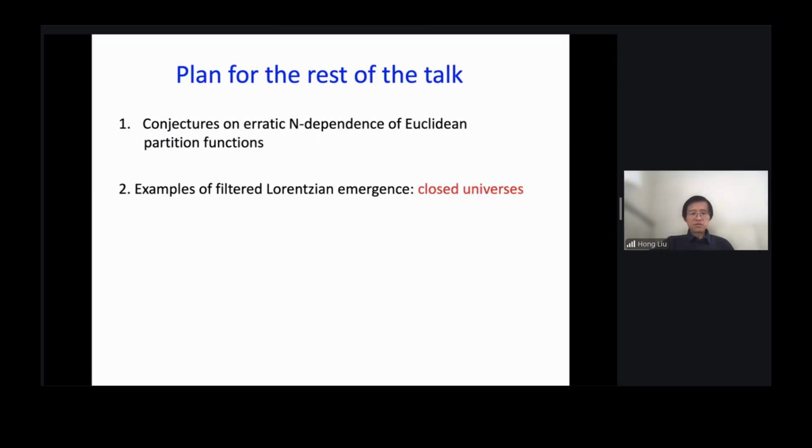Also, the examples of filtered Lorentzian emergence are closed universes. Here we can separate into two types of closed universes. One type are isolated universes, where the full space-time does not have a boundary. Another type is a closed universe entangled with AdS. Even though both types of space-time involve closed universes, the closed universes in these two types of space-times are fundamentally different.